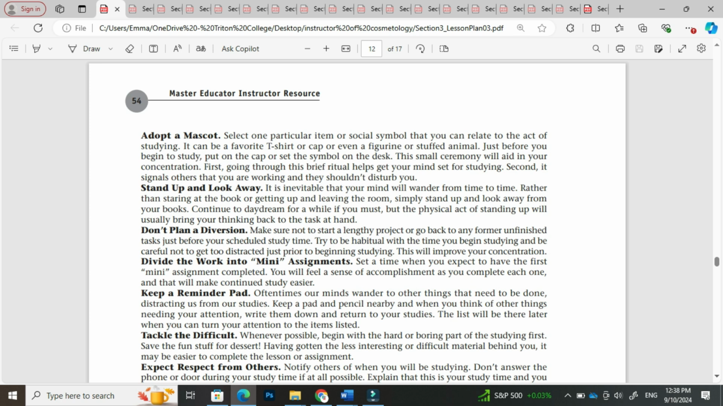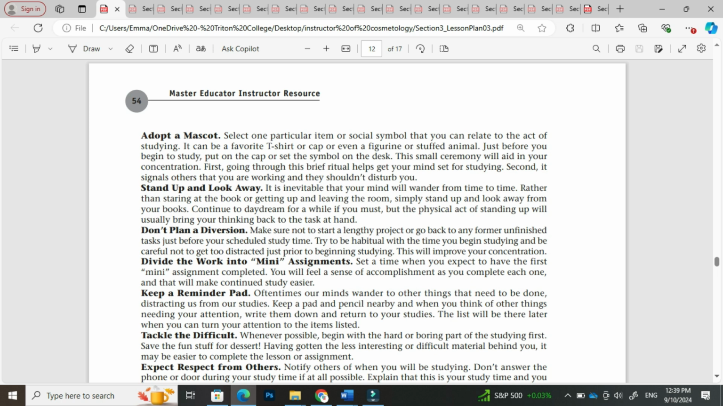Don't plan diversions. Make sure not to start a lengthy project or go back to any former unfinished tasks just before your scheduled study time. Try to be habitual with the time you begin studying and be careful not to get too distracted just prior to beginning studying. This will improve your concentration.